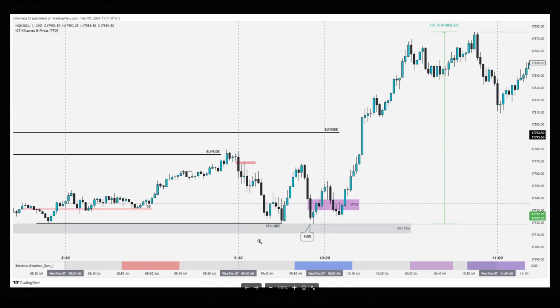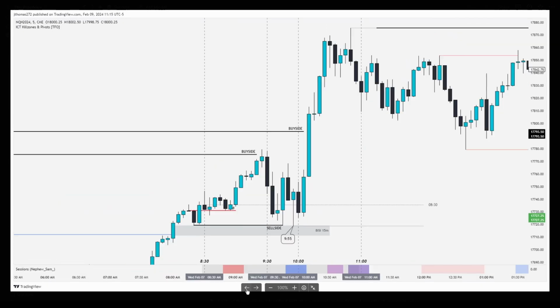Judah's formed within 9:30 and 10 o'clock. Now wicks are doing the damage here, but we're still holding this bullish order block, right? We never close below this bullish order block. As we sweep the sell side, as we close above it, this entire order block range, if you extend this out, it doesn't close below.